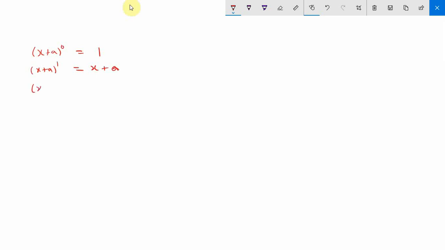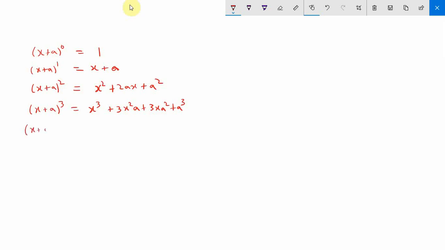Then when the index is 2, power 2 of x plus a, we can write it as x square plus a square plus 2ax. Okay. Then come to the cubic expression. We can still remember the formula: x cube plus 3x square a plus 3x a square plus a cube.